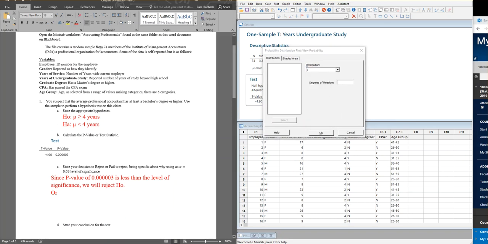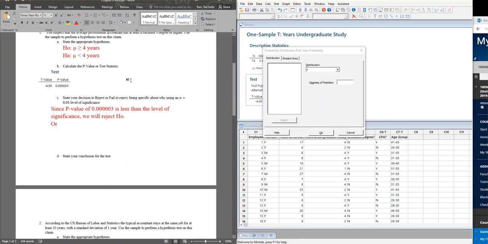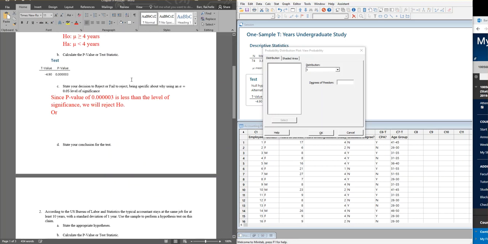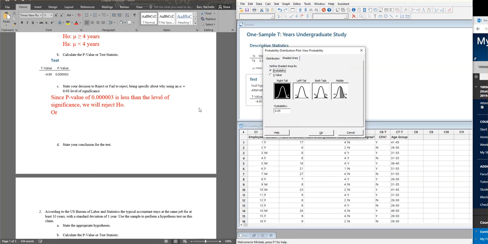So earlier in the data, it described that there are 74 members in this random sample. So I know that my sample size, my n, is 74, which means my degrees of freedom is one less than that, or 73. All right, now I need to go over to shaded area. So here's where you got to be careful. I want to put my alpha value as my probability, which is 5%. So these currently match.